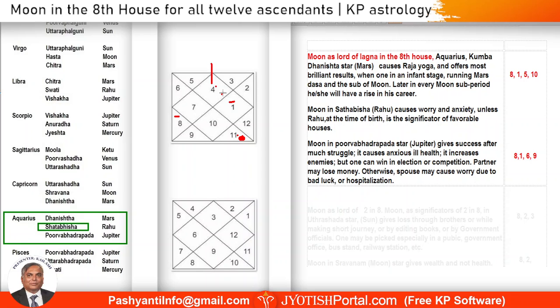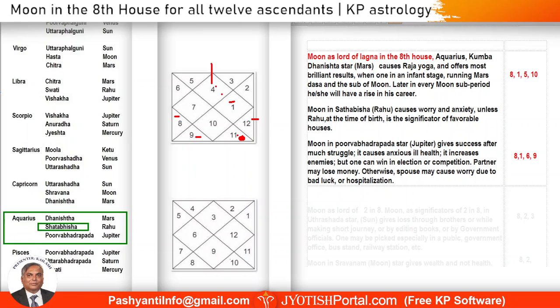I'm not going to repeat the same thing again and again, but for the very first time, just to make sure that you understand how these numbers are appearing. And then the 6 and the 9. Why 6 and 9? Because Moon is in the star of Jupiter, and Jupiter is the lord of the 6 and 9. So this combination: 8, 1, 6, and 9.